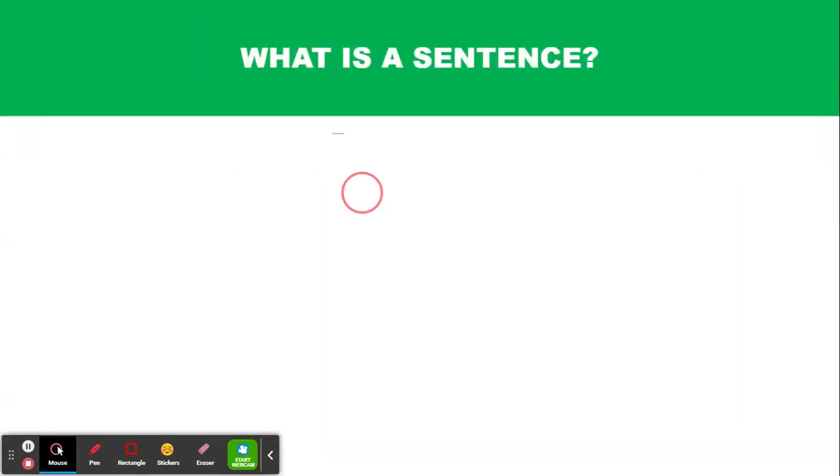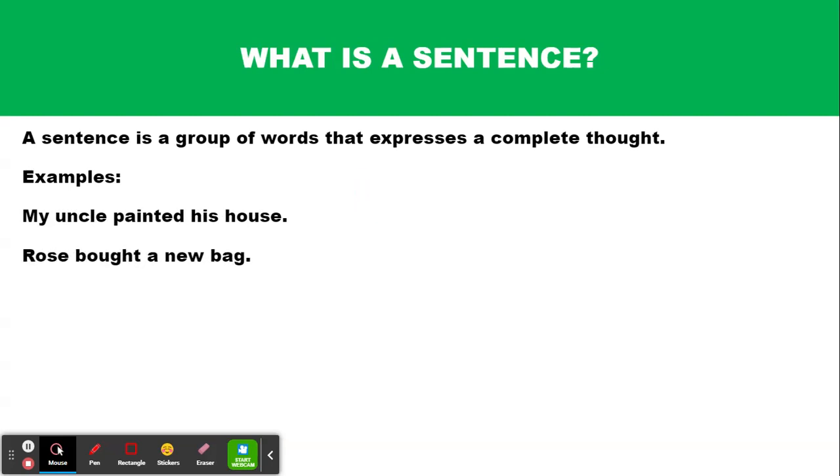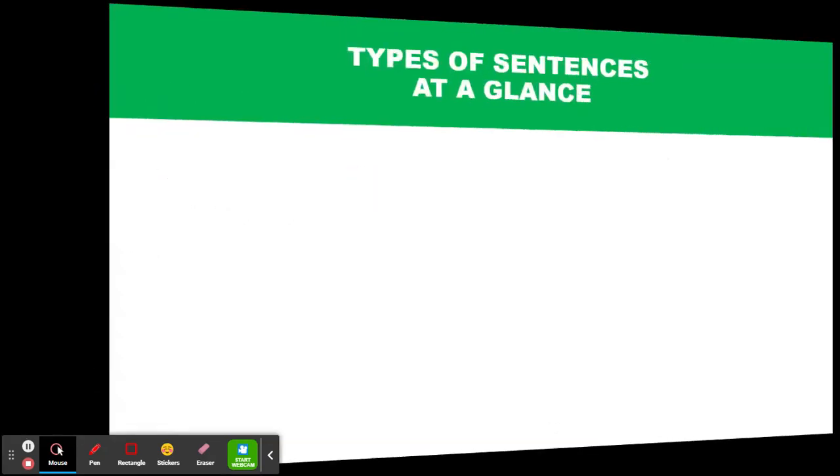What is a sentence? A sentence is a group of words that expresses a complete thought. And that is why we speak in sentences and write in sentences in order to communicate complete ideas. Examples. My uncle painted his house. This is a complete thought. Rose bought a new bag. Junior and his friends are playing outside. These are examples of sentences.